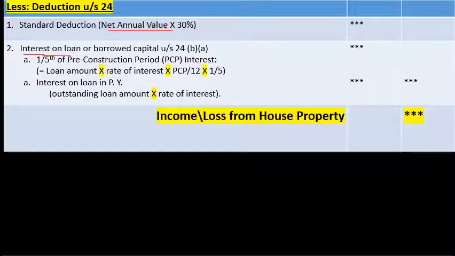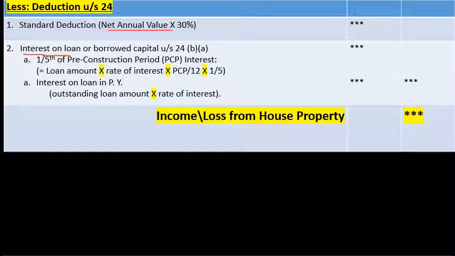Here only the interest on the loan comes, not the principal amount. Interest on loan is liable for deduction under Section 24. The loan borrowed either for the construction of the house or for the purchase of the house is liable for deduction. There are two parts under interest on loan: one is 1/5 of pre-construction period interest, and the other is interest on loan in the previous year.